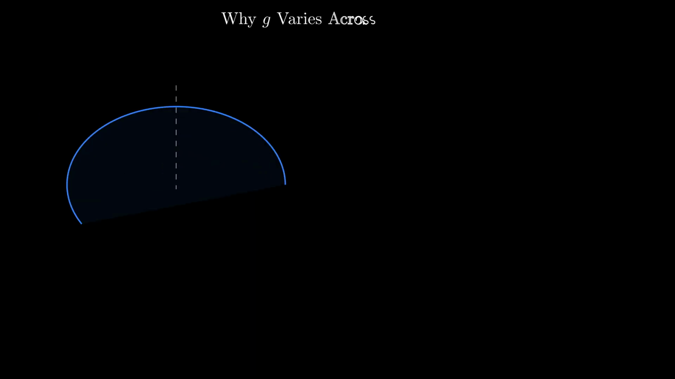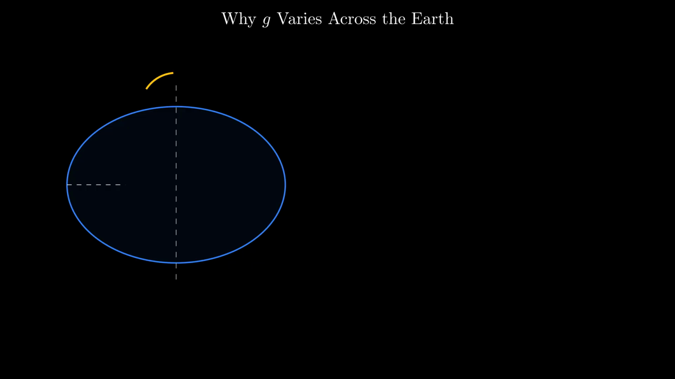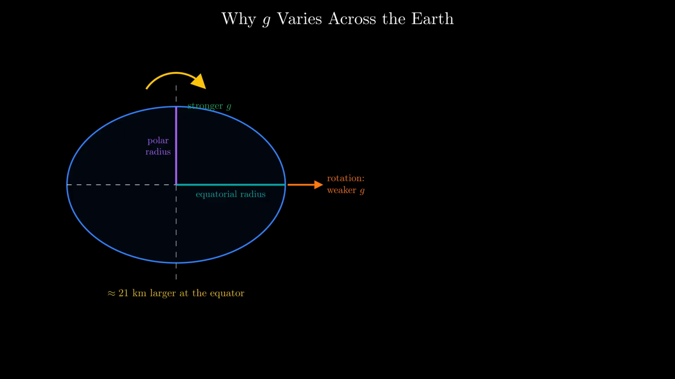Why is the pole stronger than the equator? Two effects, both from the Earth's spin. First, rotation throws objects outward slightly, an apparent outward force that offsets a little of gravity, strongest at the equator, zero at the poles. Second, that same spin has flattened the planet. Its radius is larger at the equator than at the poles by about 21 kilometers, so equatorial objects sit farther from the center and feel a weaker pull.